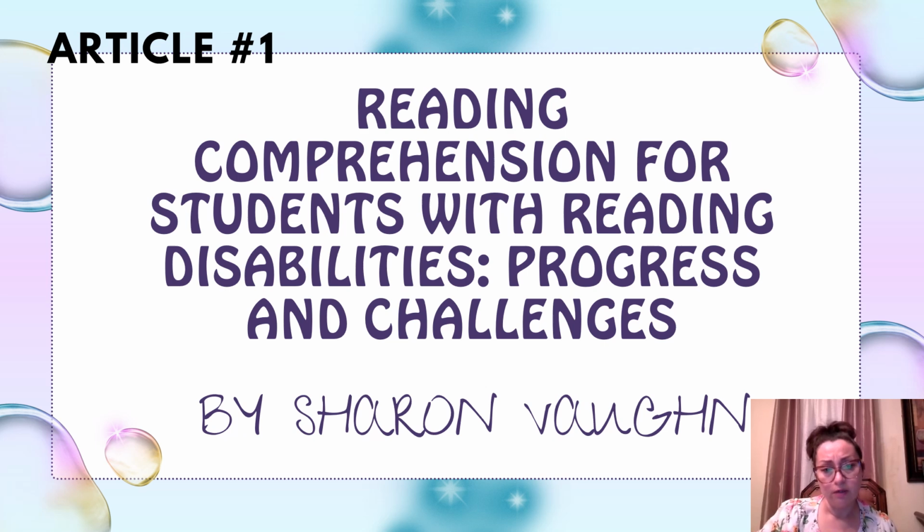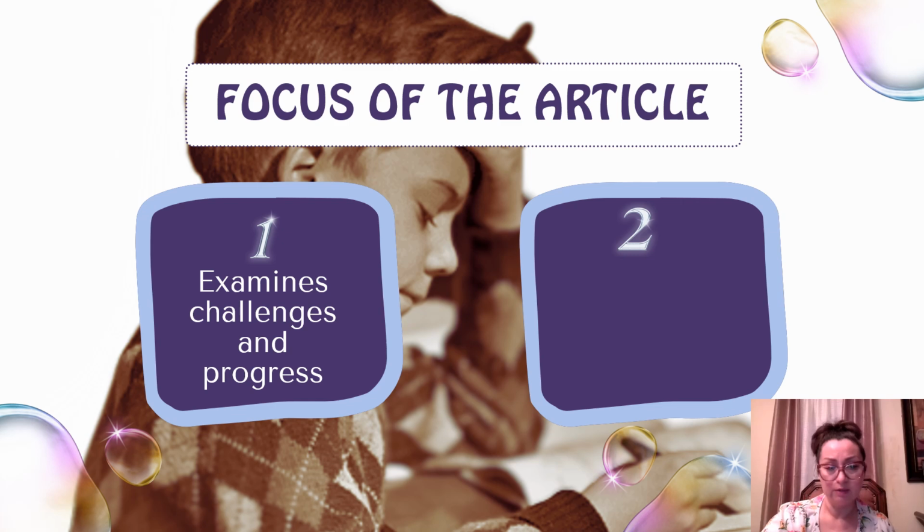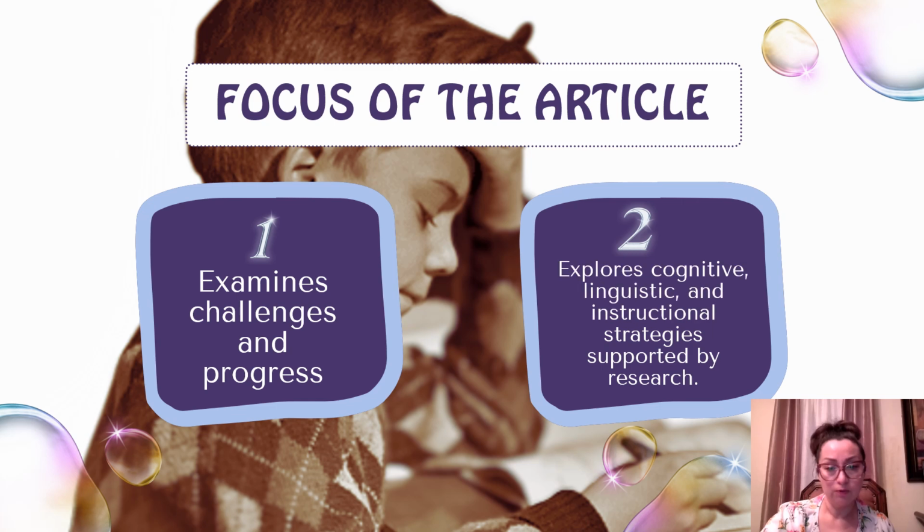Okay, so article number 1 is Reading Comprehension for Students with Reading Disabilities, Progress and Challenges, and this article was written by Sharon Vaughn. So the article mainly focuses on 2 key concepts. The first one is it examines the challenges and also the progress in improving reading comprehension for students with reading disabilities. And it also explores cognitive, linguistic, and instructional strategies supported by research.